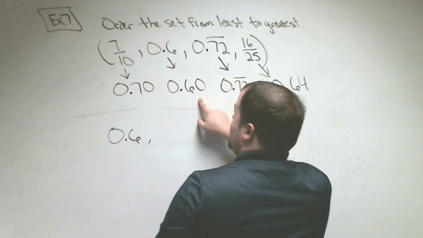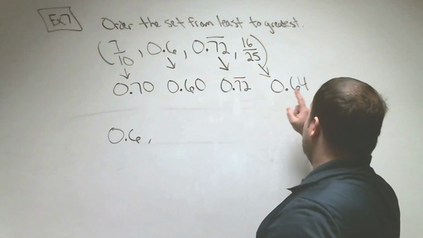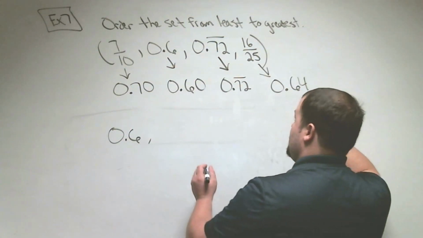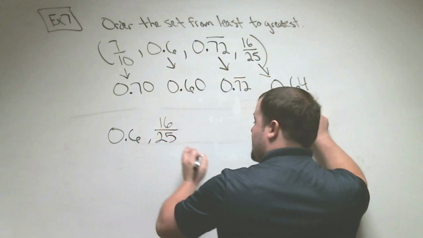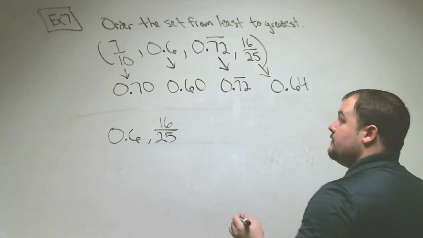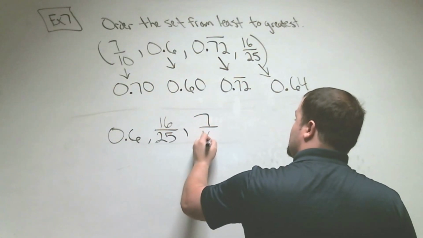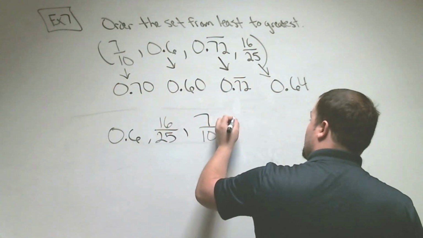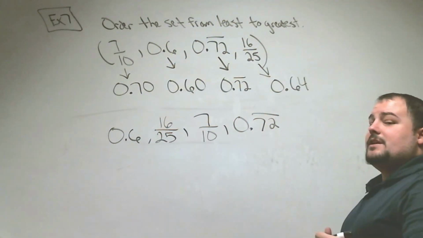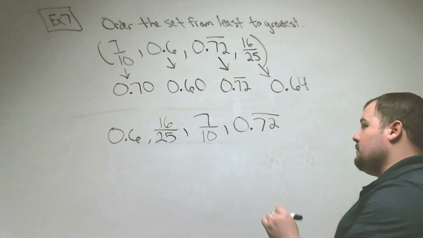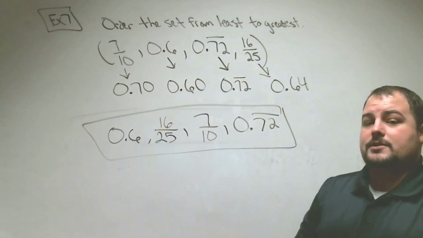0.6. The next one, 0.70 or 64. 64 is the next smallest. So 16 out of 25 back in its original form, the fraction. Next one would be 7/10 because it's smaller than 72. So 0.72 with the line above 72. So if I had to write these from least to greatest, this is the way I would do this.